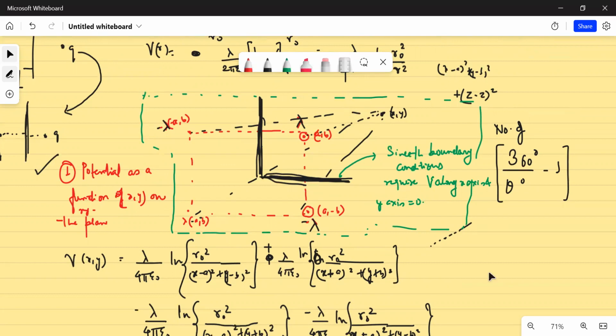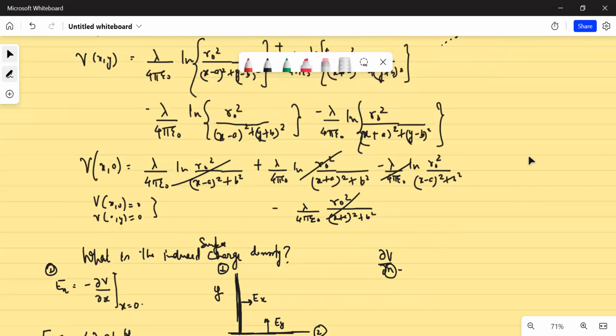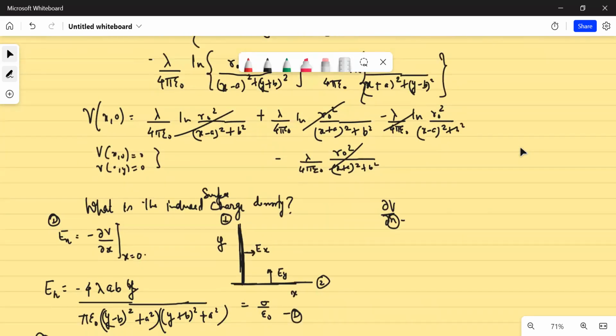Yes, sir. Okay, good. So in any case, what would be the induced surface charge density? One of the ways to establish this is, you find the potential on any plane, whatever plane is there. Once you find this potential, you just find the normal derivative of the potential. The normal derivative of the potential gives you the electric field in the normal direction to the plane.